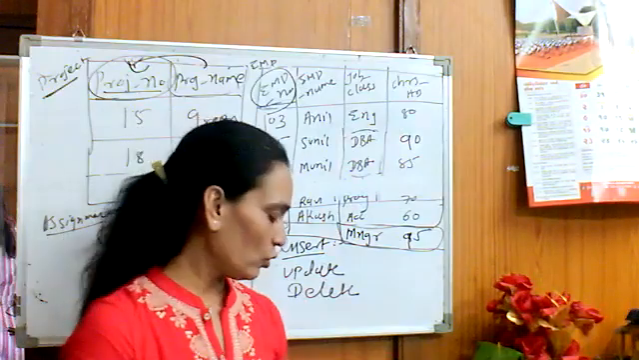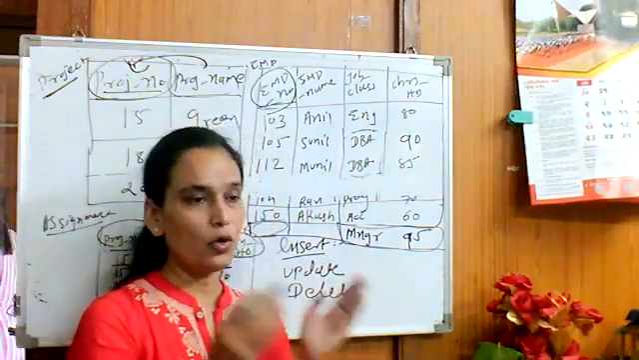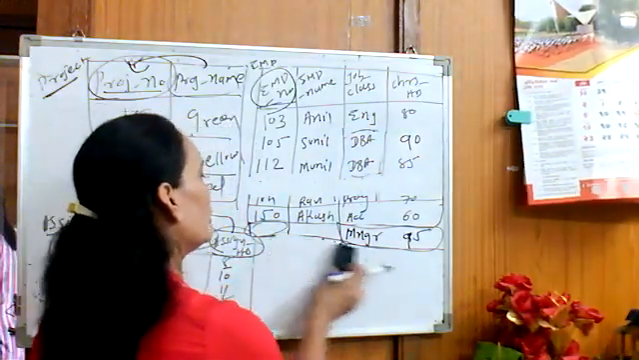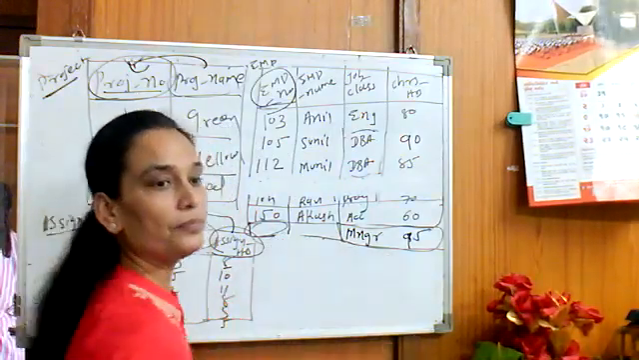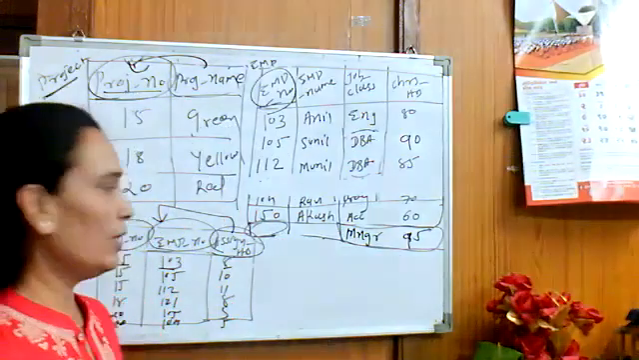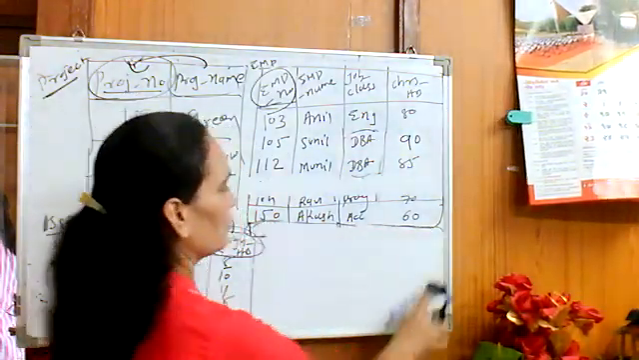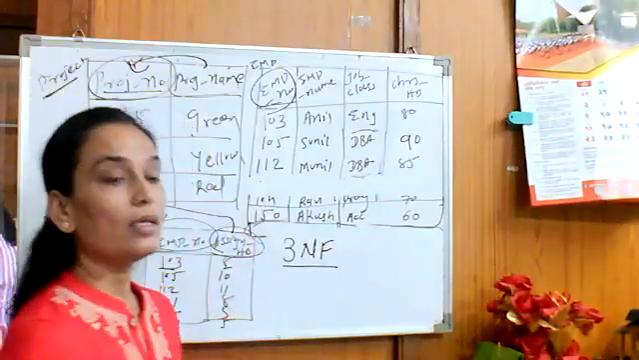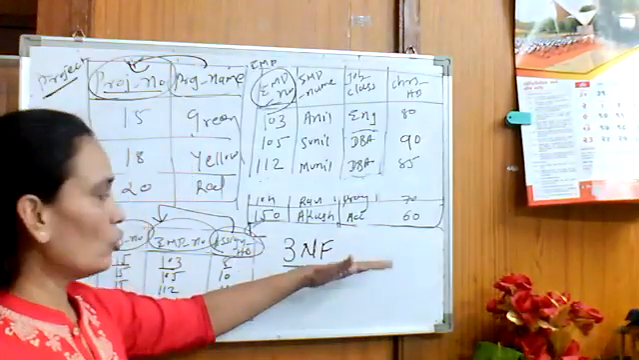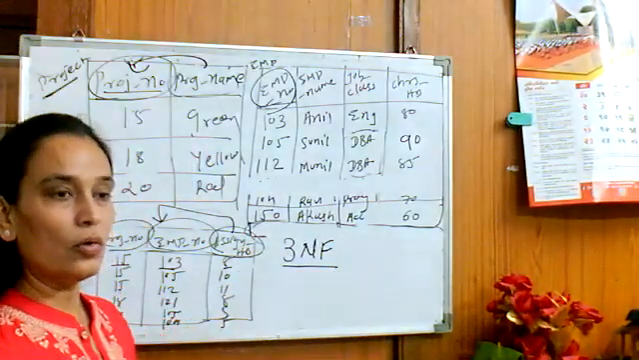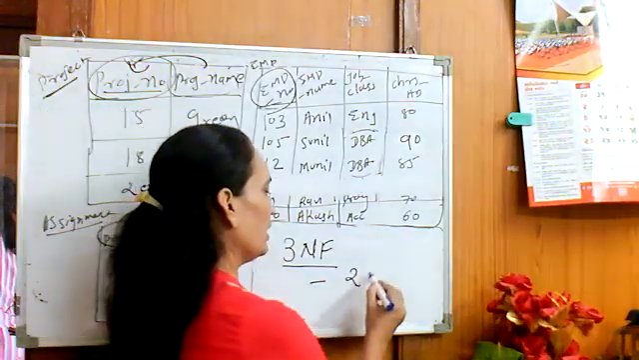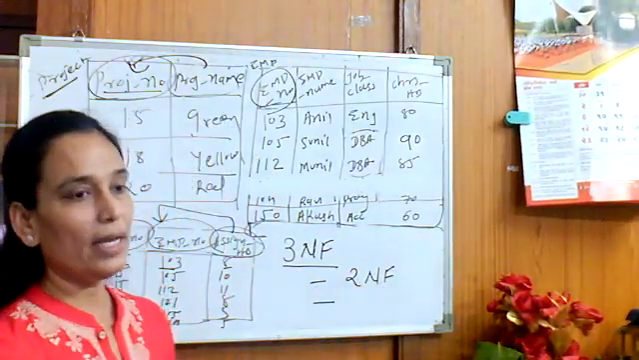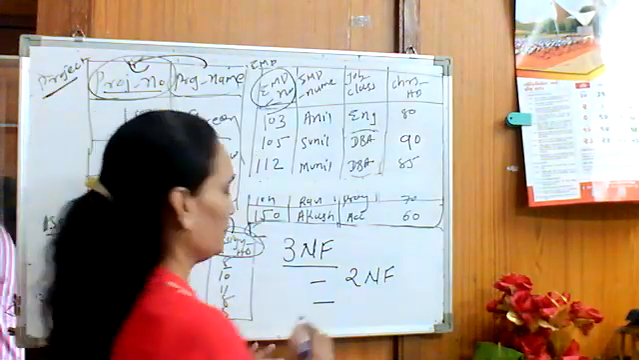So we have to convert our second normal form into third normal form. Okay. Now what is the requirement of third normal form? How can we convert a second normal form table into third normal form? Any table is called third normal form if and only if, first, it should be in second normal form, and second, there should be no transitive functional dependency.